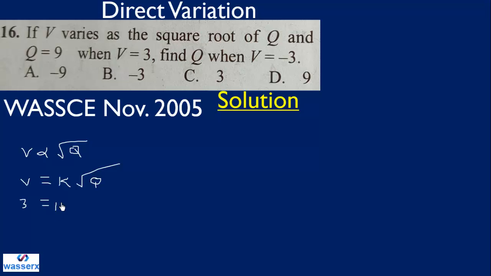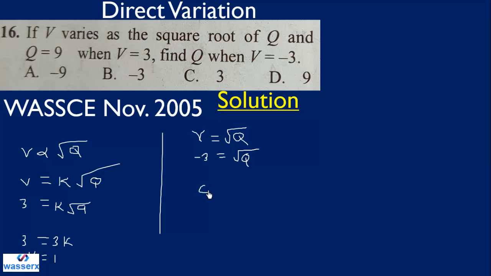Now we start substituting the values given to us. So 3 is equal to the square root of 9 times k. This implies that 3 is equal to 3k, and this will give the value of k to be equal to 1. So we just substitute over here to obtain v equals square root of q. So when v equals negative 3, we substitute to obtain negative 3 equals square root of q. So we square both sides to obtain q equals negative 3 squared, which is 9.